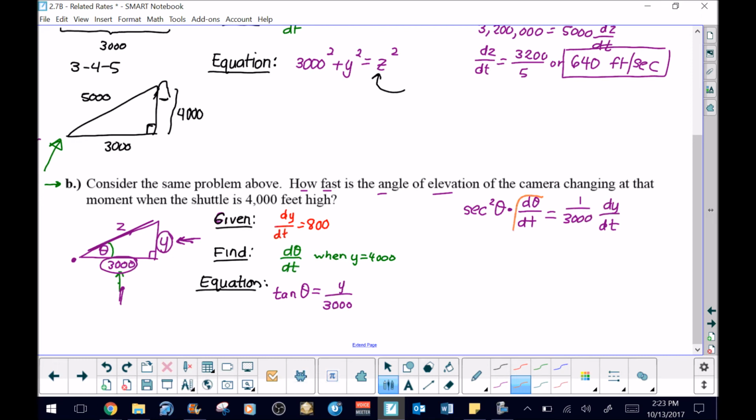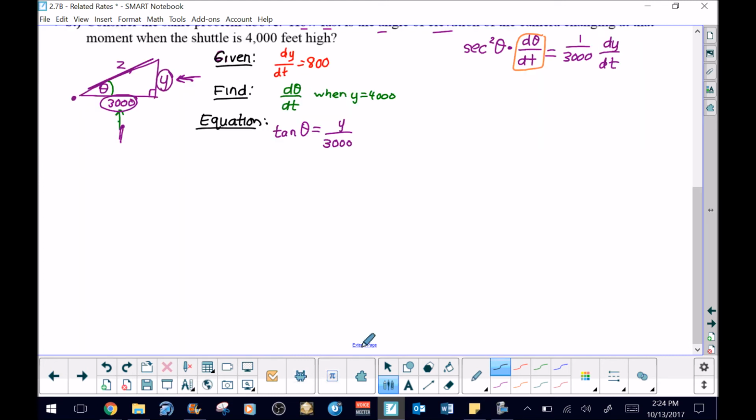So when you come across the secant squared of theta, it's really easy to be intimidated and think, oh my gosh, what am I going to have to do with that? Well, again, just go back to your picture. Right now we have a freeze-frame picture. We've got this space shuttle that's way up here, 4,000 feet high. 3,000 is still our base length. We remembered from the previous part that the hypotenuse is 5,000.